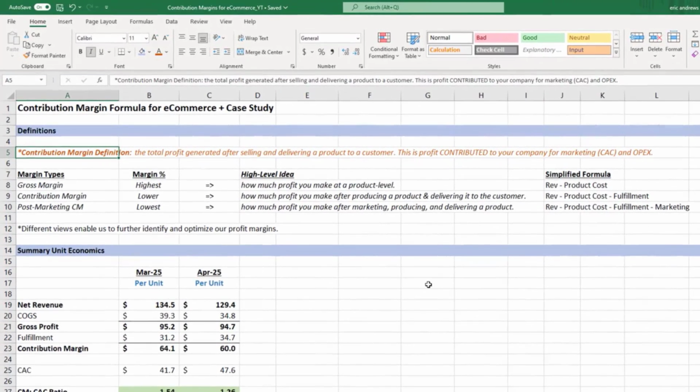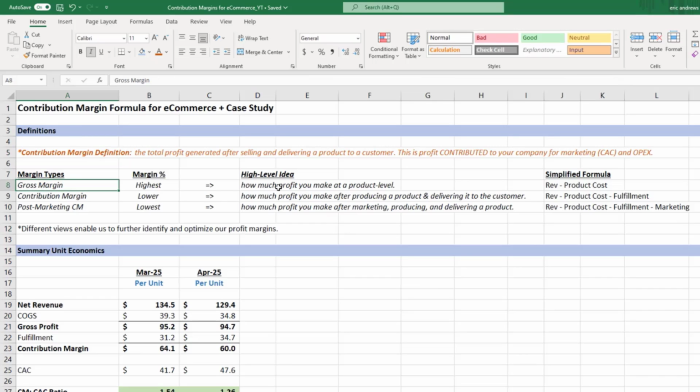So contribution margin is the profit margin that we ultimately want to work back from when we are thinking about optimizing an e-commerce business. So the definition is the total profit generated after selling and delivering a product to a customer. This is the profit contributed to your company that you can then use for marketing and other operating expenses.